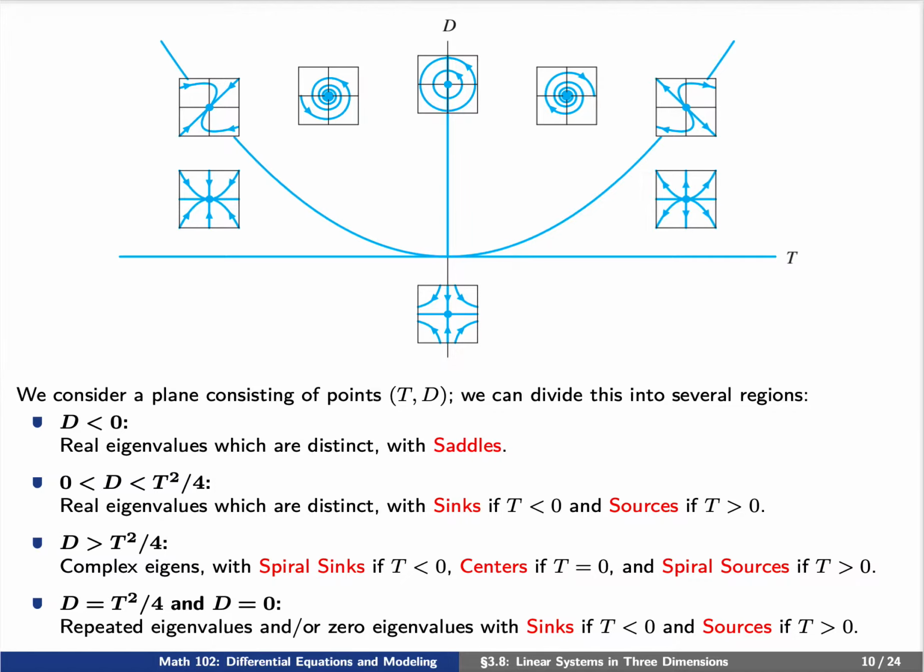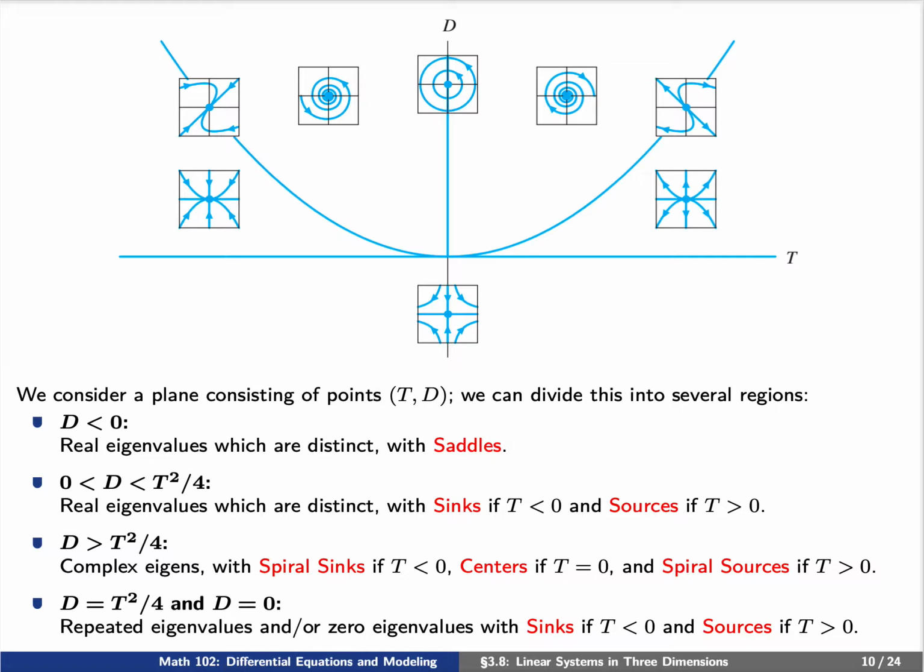We can place all of this in one simple statement by using the following diagram. Here, we consider a plane that consists of points (T, D) that we simply call the trace determinant plane. We're going to break this plane into several regions.